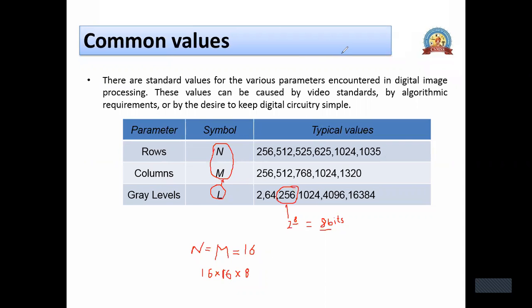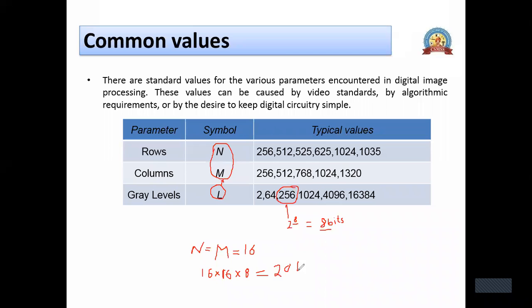So can anyone answer, if I want to store an image of 10 by 10? Yes, that's right. 2048 will be the answer, and that many bits will be required.